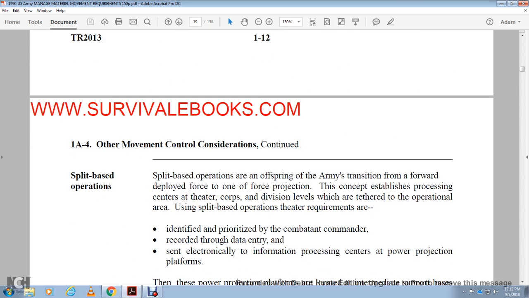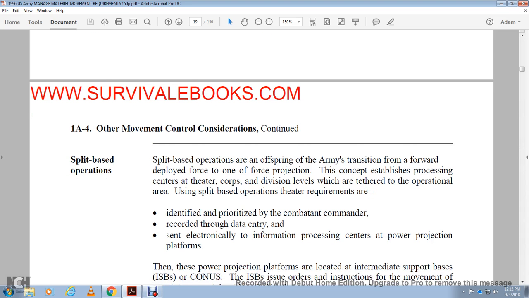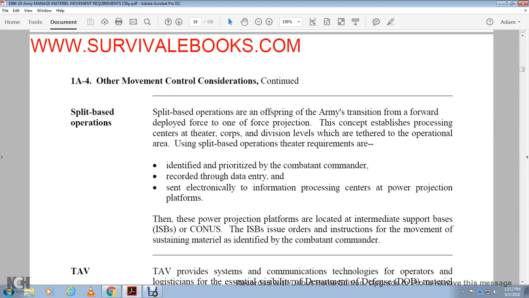Split base operations. Split base operations often bring the Army transition for deployment of employed forces. One of the force projection concepts established a process with the center of corps and division level units tethered to the operational area using split base operations. Theater requirements are identified by the combat commander, recorded through data entries and selected electronic information processing centers at power projection platforms. These platforms are located with the intermediate support bases. The intermediate support bases issue orders and instructions on the movement of sustaining material as identified by the combat commander.